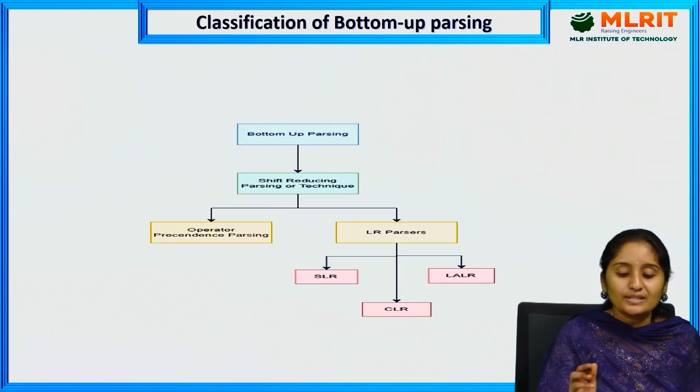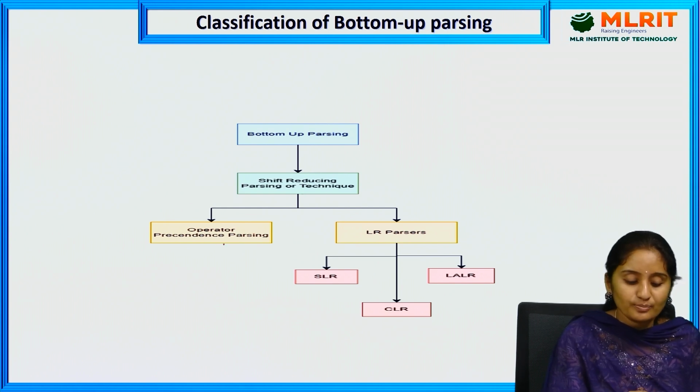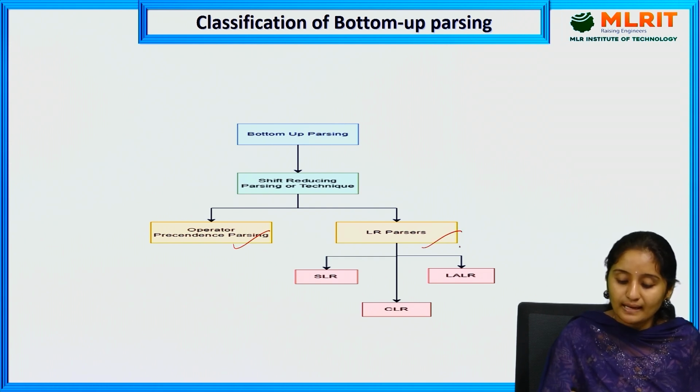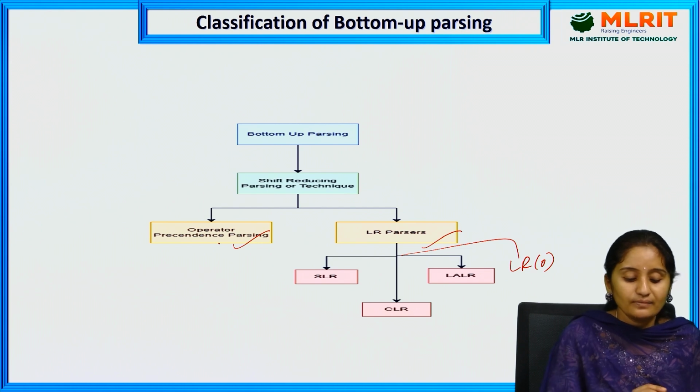So the next is the classification of bottom-up parsing. Bottom-up parsing is classified into shift reduce parsing. The shift reduce parsing consists of operator precedence parser and LR parsers. LR parsers consist of SLR, CLR, LALR parsers, and also one more parser, the LR of 0 parser. So these are the 4 parsers we have, and the other one is the operator precedence parser. All these parsers we are going to discuss.